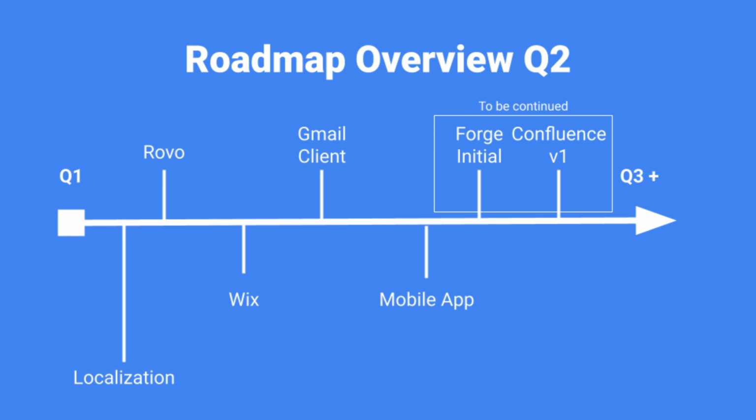Q2 roadmap. For Q2, this is what we want to achieve. Q2 is where we want to set the groundwork for the quarters to come. So we might not deliver as many new updates because we are working on the foundation for bigger updates that should come in the second half of the year.